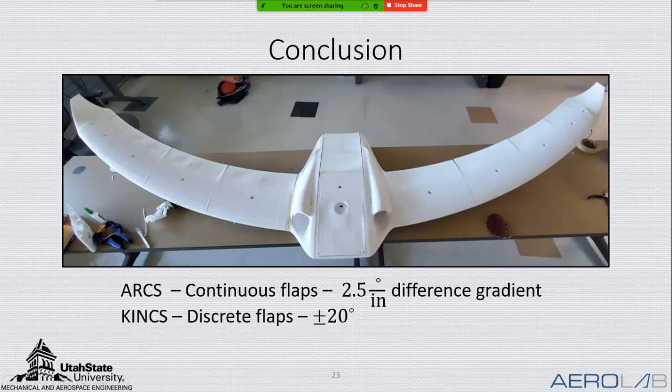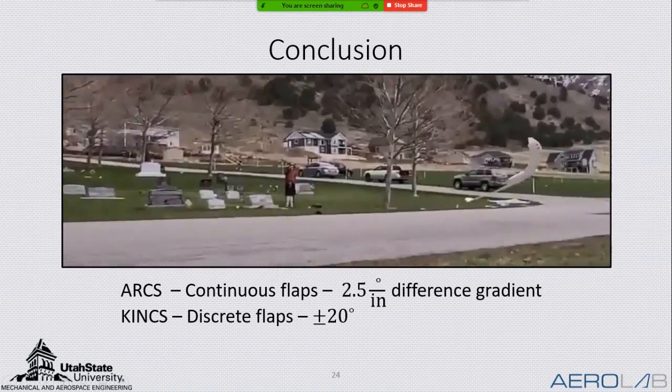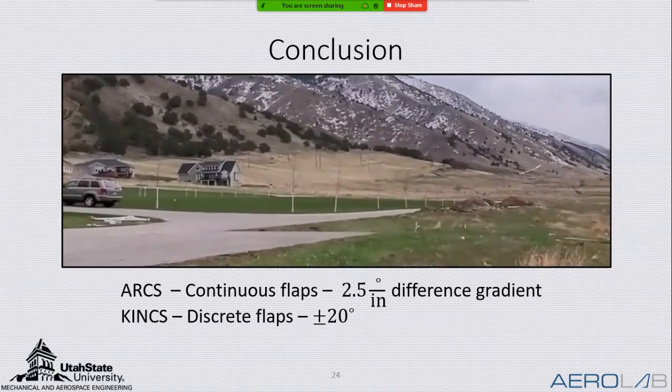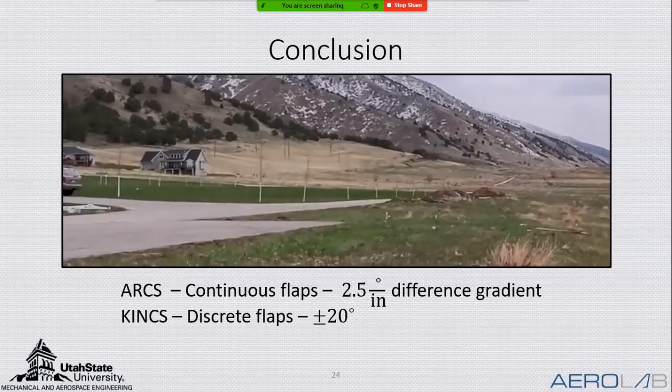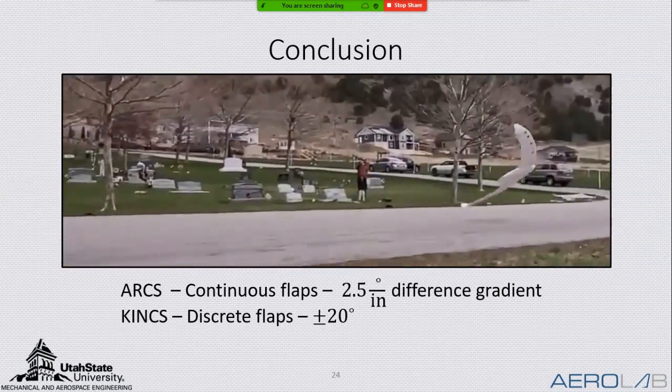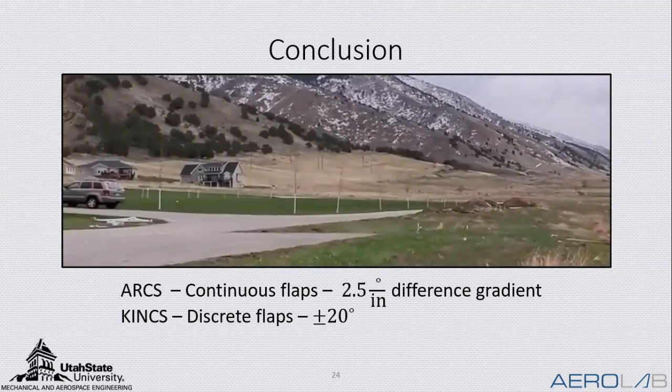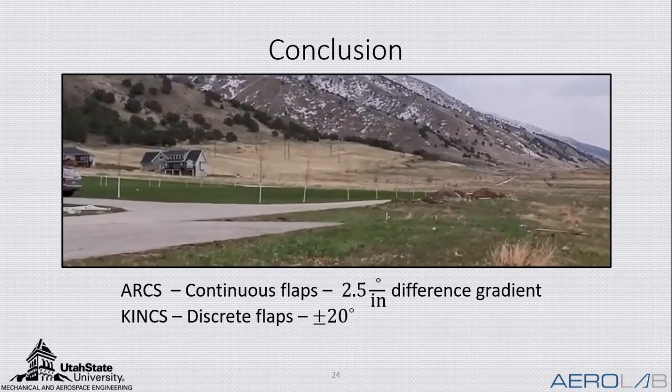Here's a picture of the 3D printed complete aircraft. You can see the discrete control surfaces on that guy. And so as I mentioned before, the ARC's design with the continuous flaps is able to deflect 2.5 degrees per inch. That's the difference gradient. And the Kinks design with the discrete flaps is able to deflect plus and minus 20 degrees. And so here's a short clip of one of the glide tests we performed a couple weeks ago to make sure that this airframe, designed by a couple other colleagues, was designed correctly.